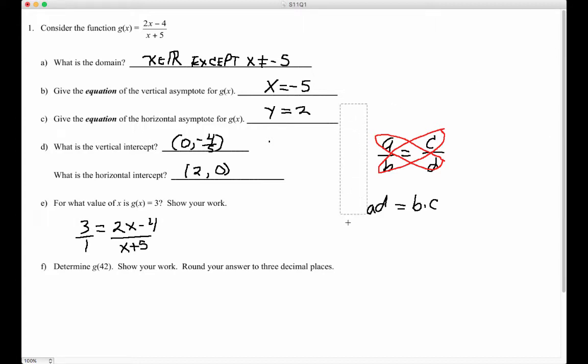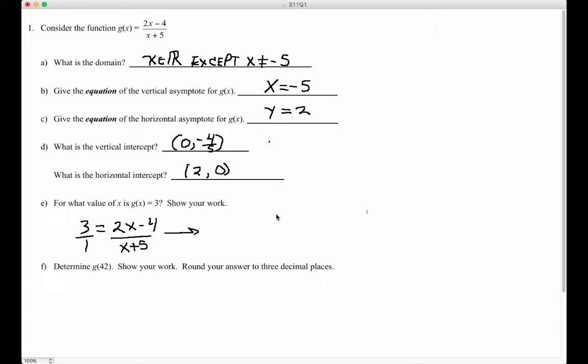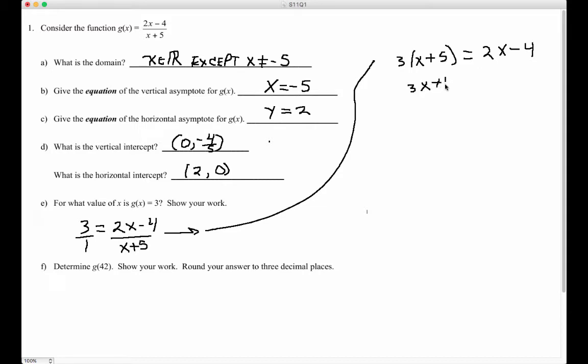So notice that is the situation that we have going here. Just need to think about it as being a 1 over there. So 1 times (2x minus 4) is equal to 3 times (x plus 5). So let's take this out of here where we've got some more space. So we get 3 times (x plus 5) is equal to 2x minus 4, or 3x plus 15 is equal to 2x minus 4.